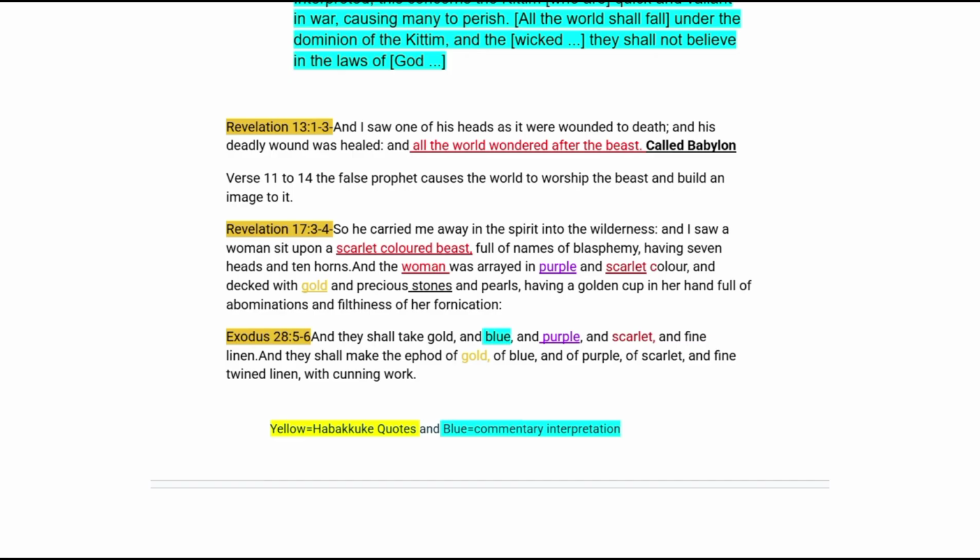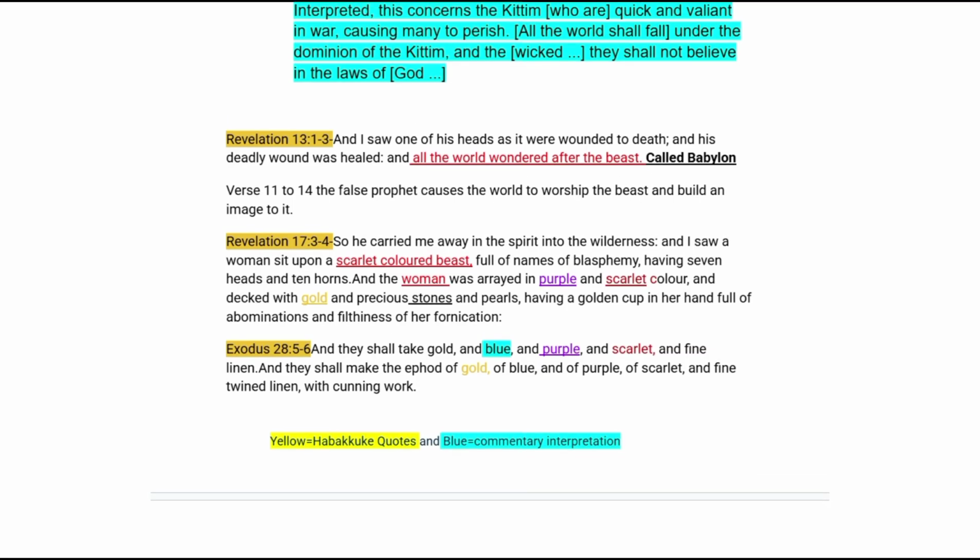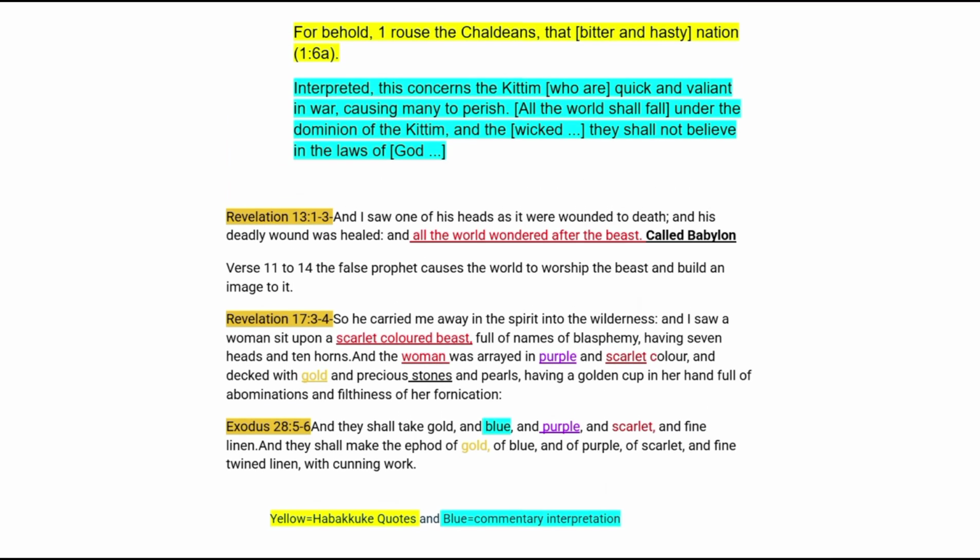So here's what I want to point out, though. Like I said, this scarlet woman in Revelation is wearing all of the colors of a priest except for blue. She even has the gold, the stones and the pearls that go on the ephod, which is really interesting, but I think there's a reason for it.